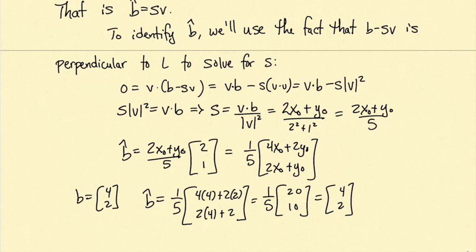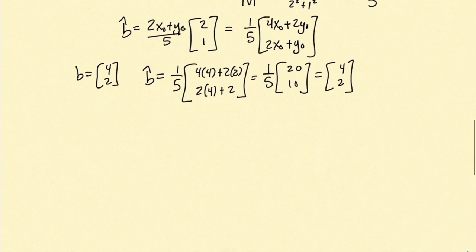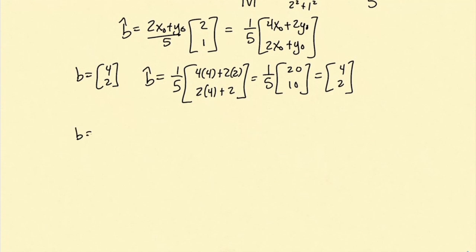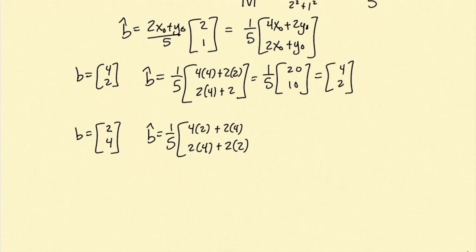If we were to flip these coordinates, so our x coordinate becomes 2 and our y coordinate becomes 4, then b hat is 1/5 times (4 times 2 plus 2 times 4, and 2 times 2 plus 4), which is 1/5 of 16 and 8. So we see that when our vector b does not lie on the line y equals 1/2 x, we do in fact get a different vector.